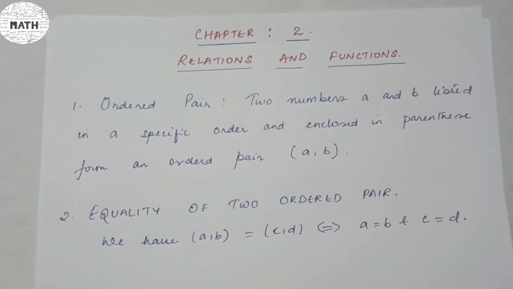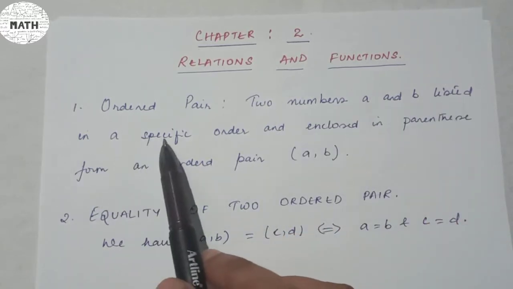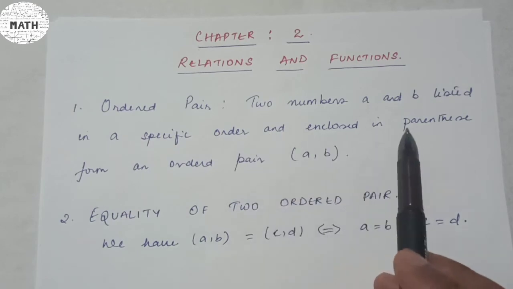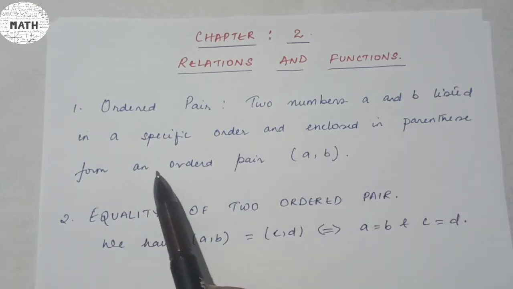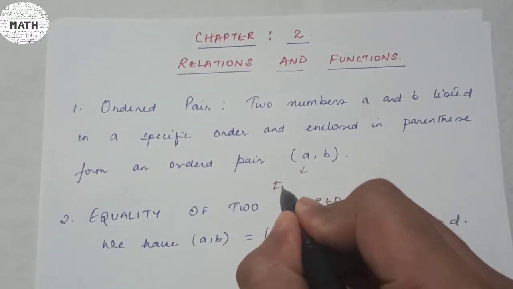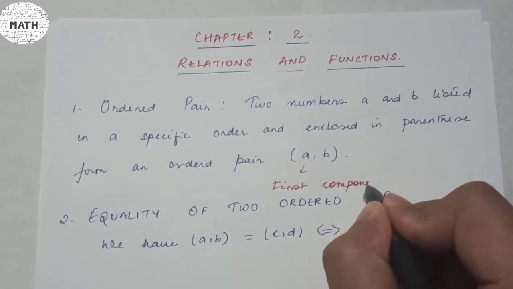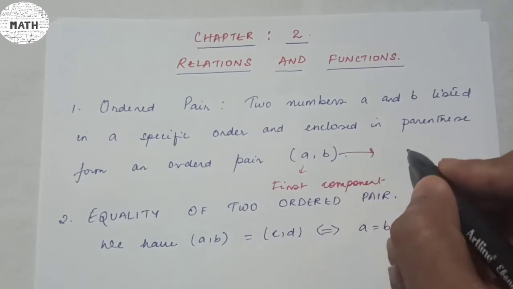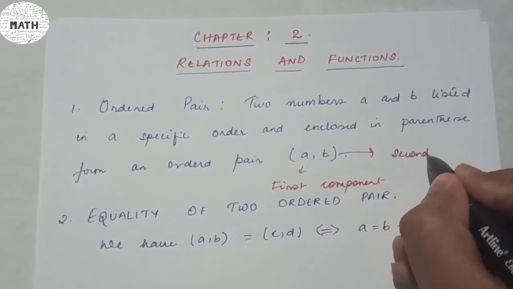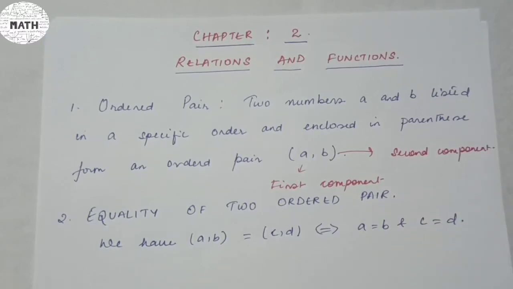Alright, the first topic is about your ordered pair. It's given that two numbers a and b listed in a specific order and enclosed in parentheses form an ordered pair (a, b), where a is nothing more than your first component and b nothing more than your second component. This ordered pair you might have studied even in class 10 also, while naming a graph and so on.